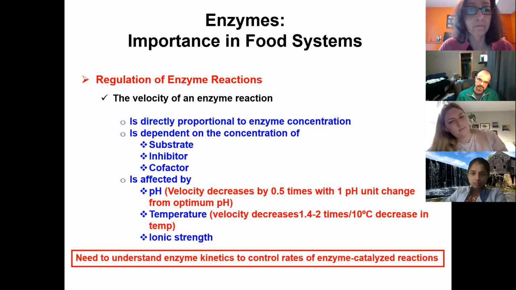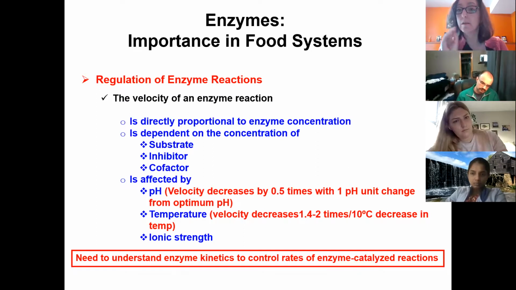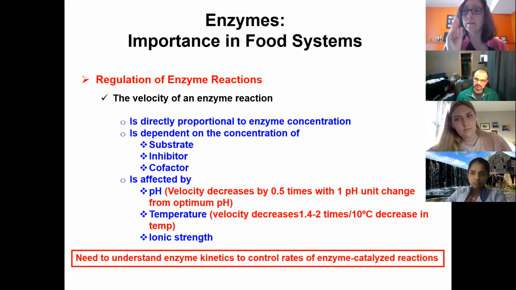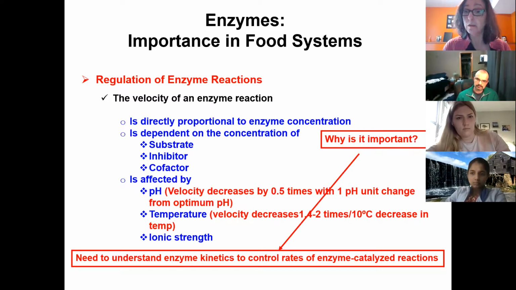Okay. So we need to understand enzymatic kinetics and how all of these factors impact enzyme kinetics. That means the rate of the reaction in terms of initial velocity, maximum velocity, and Km. These are called kinetic parameters. So we need to understand the kinetic parameters of enzyme catalyzed reaction.